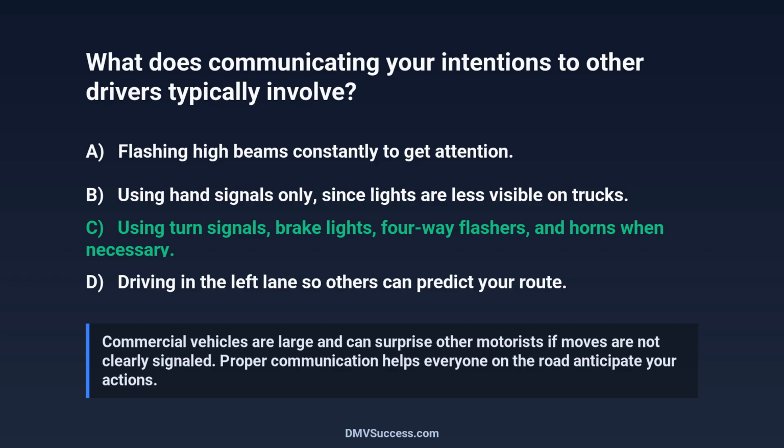The correct answer is C. Using turn signals, brake lights, four-way flashers, and horns when necessary. Commercial vehicles are large and can surprise other motorists if moves are not clearly signaled. Proper communication helps everyone on the road anticipate your actions.